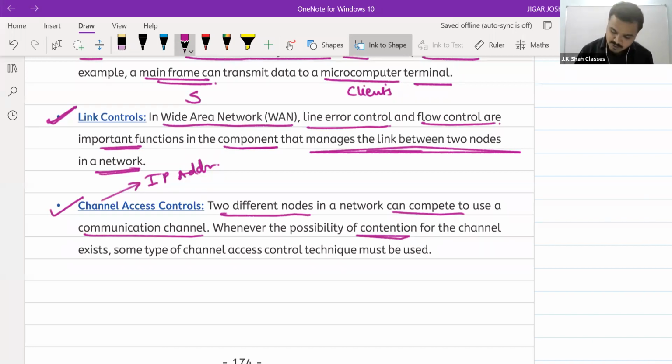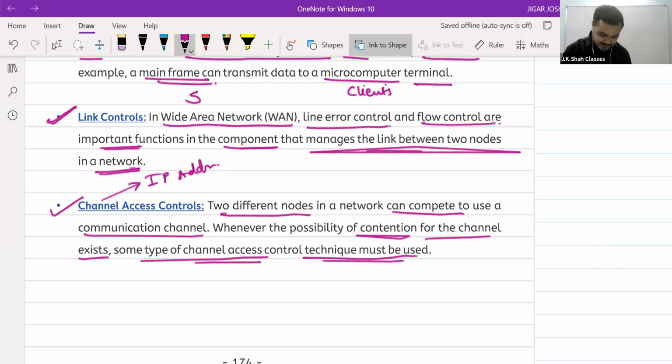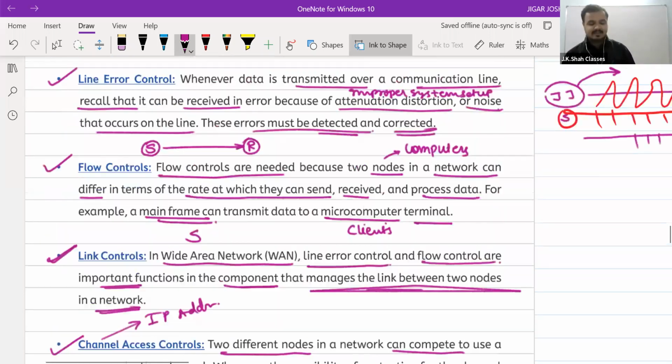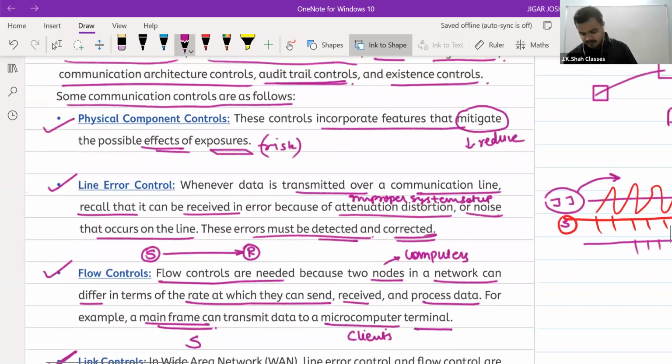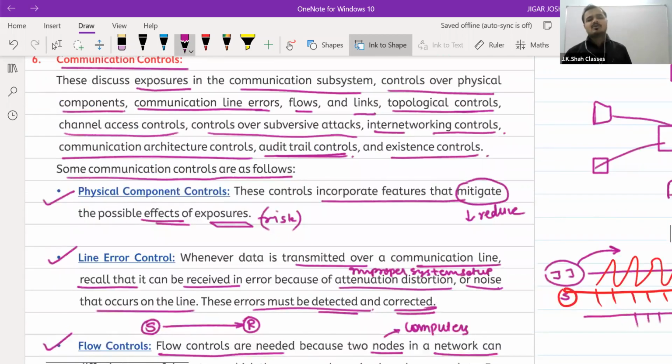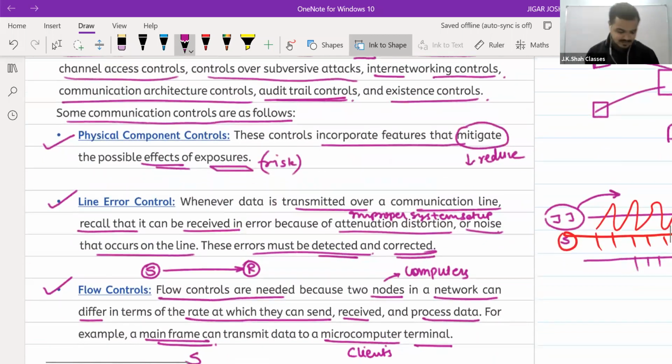So for the channel, sometimes channel access control techniques must be used, so that the same channel or the same IP address will not be used by two PCs at the same time. All the PCs must have different IP addresses for a given period of time. Understood, chartered? Now I request once again, my dear chartered, to please refer to all these controls in a very quick form, so that we can continue our journey to the next important topic.